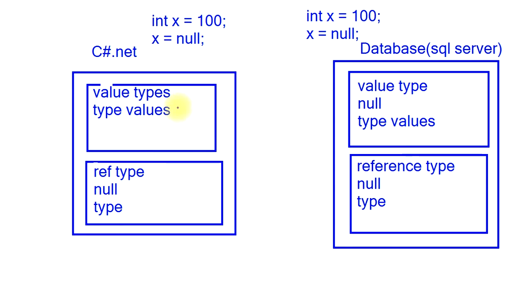So to fix this problem, when you are trying to access this value from the database and store it inside your integer variable in C#.NET, if we get a null value from the database, our C#.NET will fail to store that value, right? To mitigate this problem, C#.NET introduced nullable value types. That means value types can also store null values.